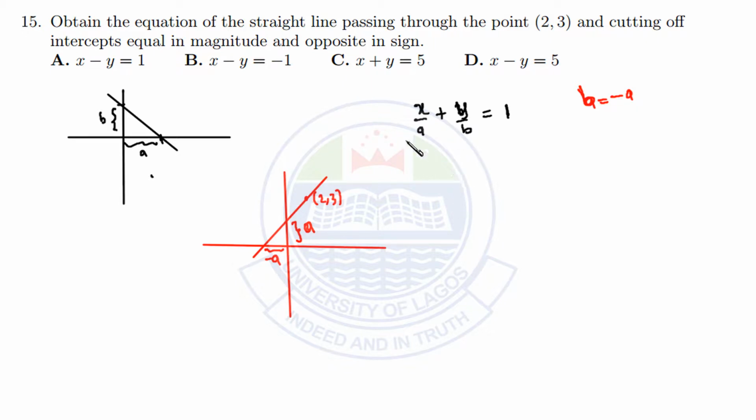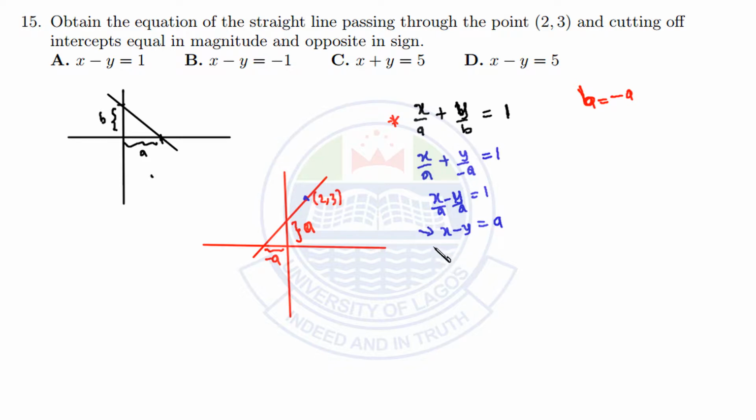Now if we substitute it inside this equation over here, so what are we going to have? We are going to have x over a plus y over minus a equals 1. And you can write this as x over a minus y over a equals 1. And you can even write this as x minus y equals a.